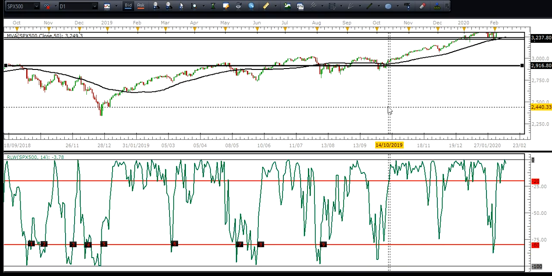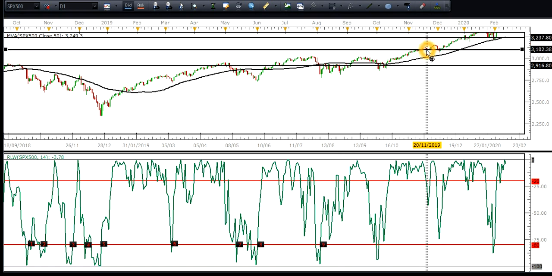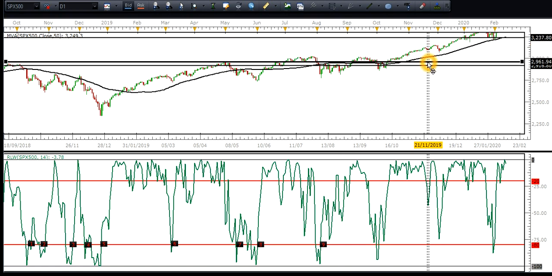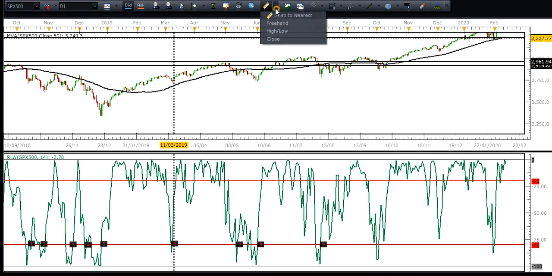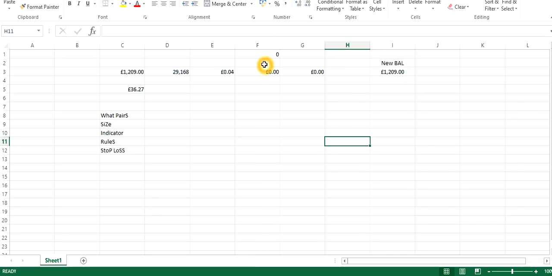Now, what was the distance? So here we entered. There's a good candle, and it only went from here to about there. So let's get the ruler, put it there. Let's measure the distance from entry point to highest point, 450. Let's type in 450. 1218. So there you go.